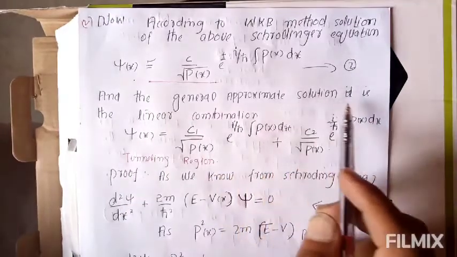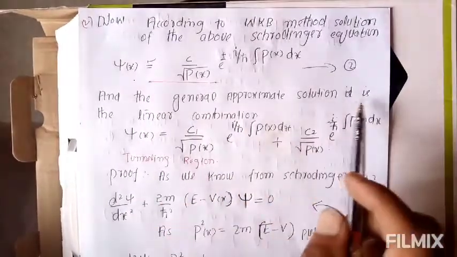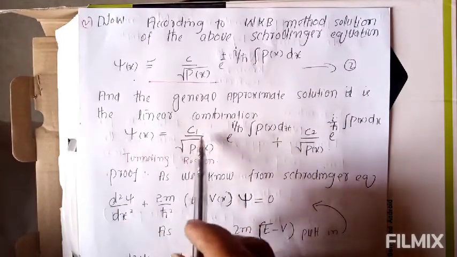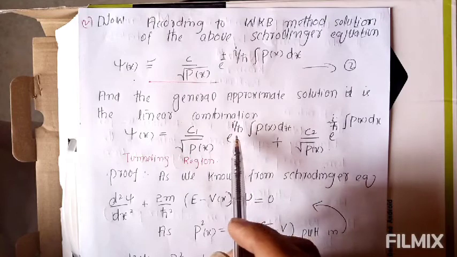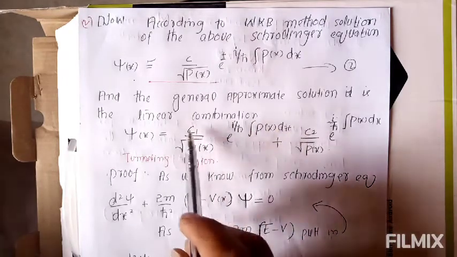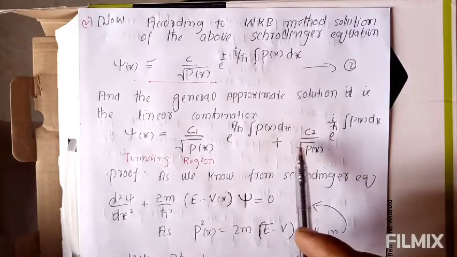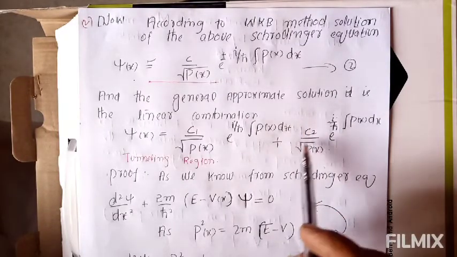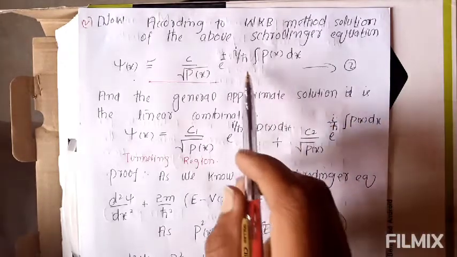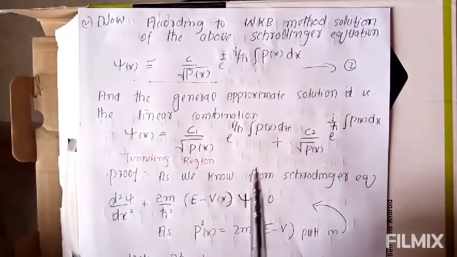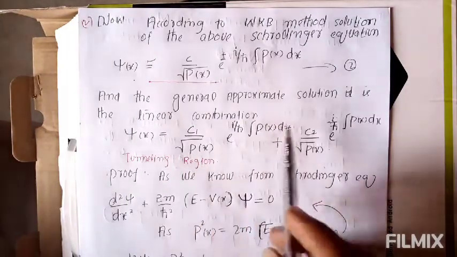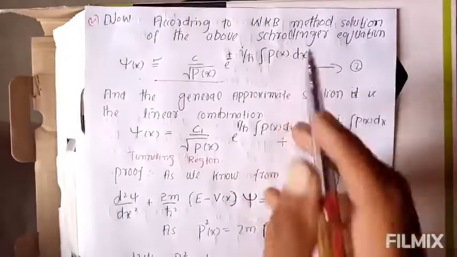And the general approximate solution is the linear combination: psi of x is equal to C1 divided by the square root of p of x, times e to the power i over h-bar times the integral of p of x dx, plus C2 divided by the square root of p of x, times e to the power minus i over h-bar times the integral of p of x dx. Here it is plus or minus, so it is the general solution.